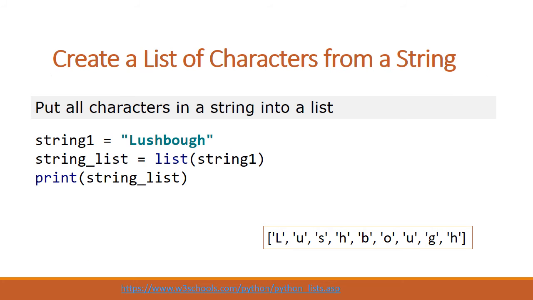We can easily create a list from a string by using the built-in list function. So in our example, we have a string and we assign it the value Lushbow. Then to create a list from that string, we call the built-in function list and use string 1 as a parameter. The results of this function call are assigned to the variable string list. So now string list is a list of characters.